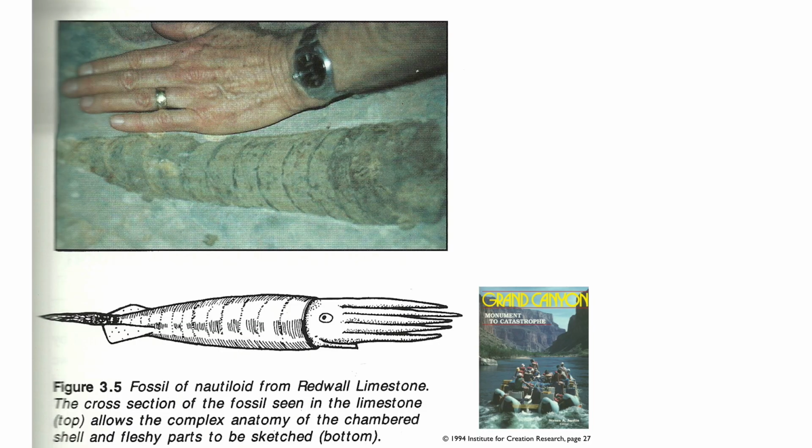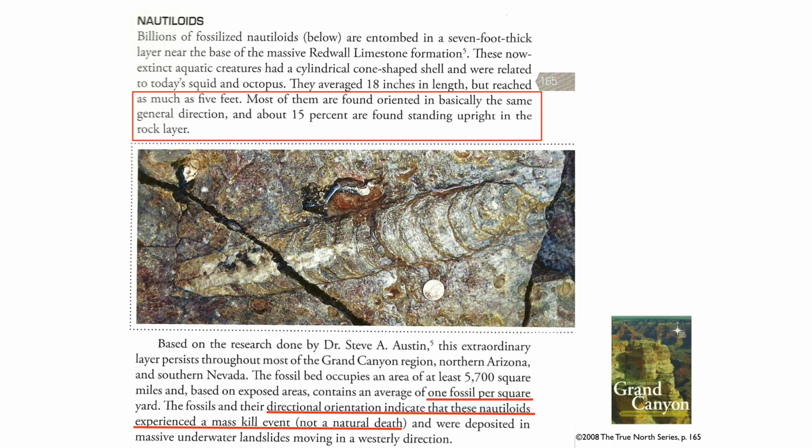And the question you ask is, how did nautiloids stand for 100,000 years? Now, a nautiloid is kind of like a snow cone with a squid sticking out of it. So it's got a shell with a squid. And Steve Austin's done some great research there. He says that I found much of them are oriented in the same direction, and about 15% are standing upright in the rock layers. So they're vertical. Fossils, upright. How does that happen?